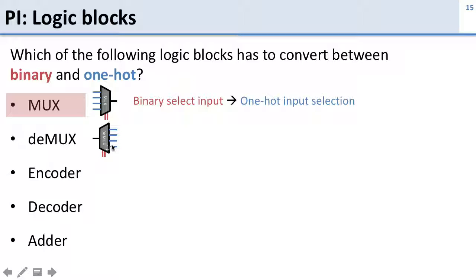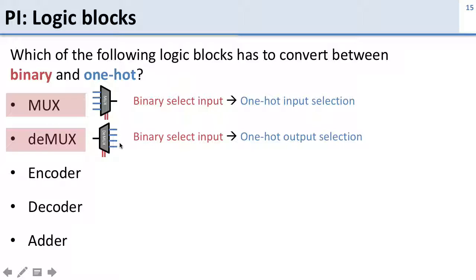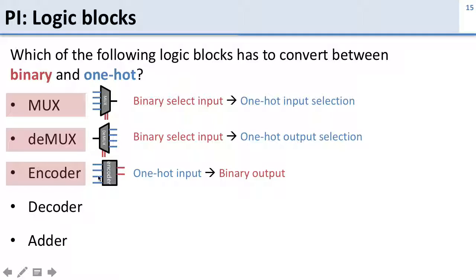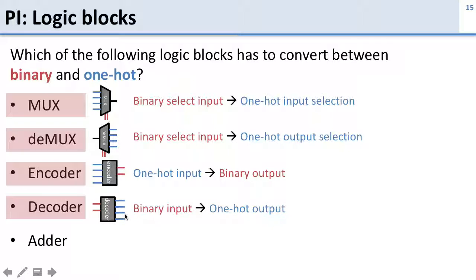A demux, it does the opposite. It uses its binary input to send this one input to one of those outputs. So that's a one hot output. So we're using a binary select for the input to send it to the output. An encoder takes in a value here, a one hot input, and converts it to a binary output. So it's certainly doing the conversion. And a decoder does the opposite, takes in a binary input and converts it to a one hot output. So all of these are doing a conversion between binary and one hot.